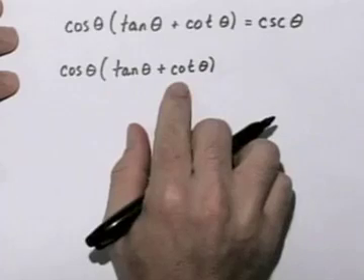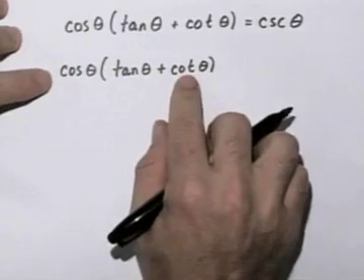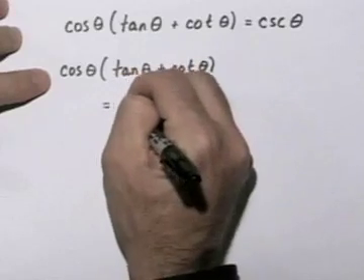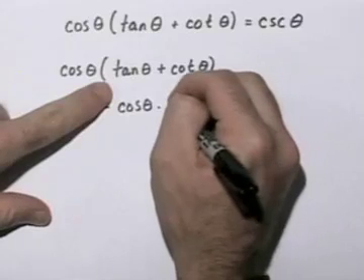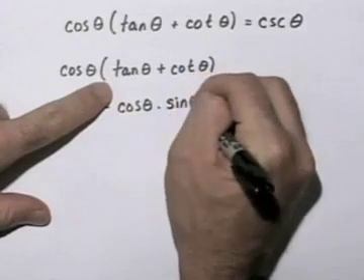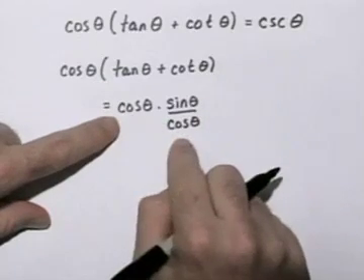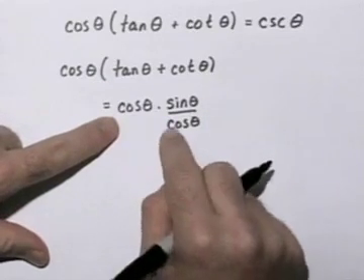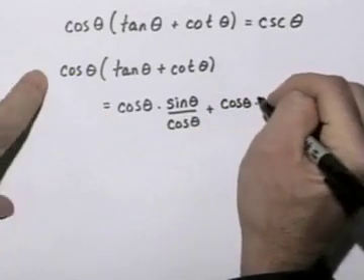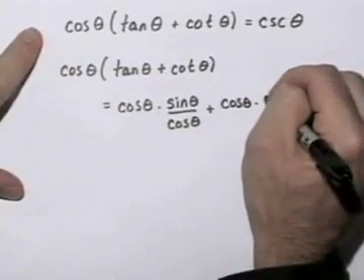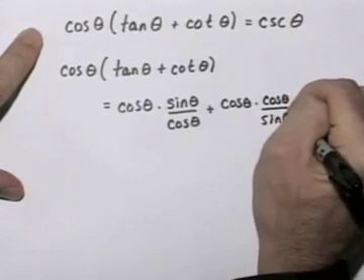Well, whenever you have a set of parentheses, you always want to distribute the expression to remove the parentheses, so we'll go ahead and do that. And we get cosine theta times tangent of theta, but I'm going to rewrite tangent of theta as sine theta over cosine theta. Reason being is I'm anticipating the cosines dividing each other out. Plus cosine theta times cotangent of theta, which can be written as cosine of theta over sine of theta.